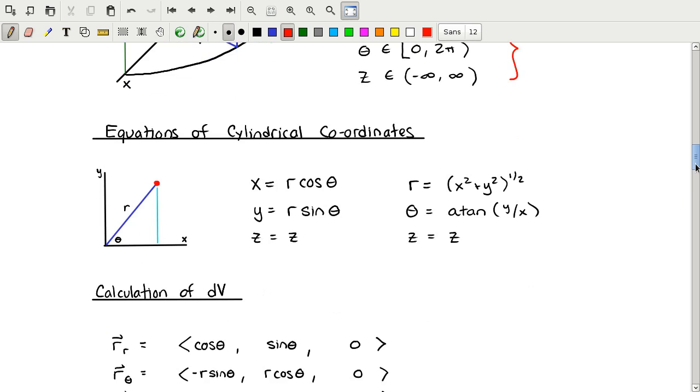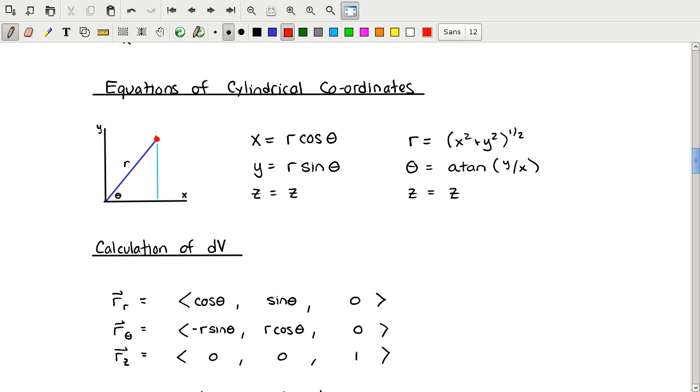If this is our projection onto the xy plane of our point, then this is the angle theta, r, this is x, and this is y, and by basic trigonometry, this is a right angle. We have that x equals r cosine theta, y equals r sine theta, just like polar. Z is, of course, untouched.